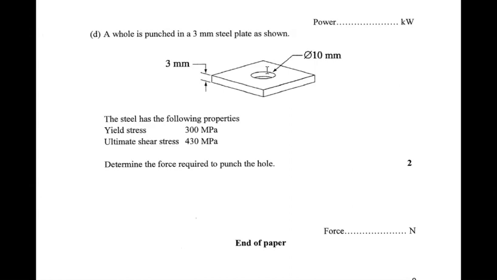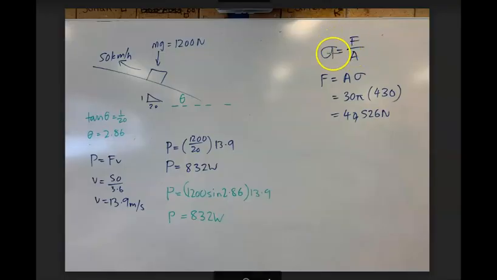That area is equal to the circumference of the circle, which is diameter times pi, times the thickness of the sheet. So the area is equal to 10 times pi times 3, which is 30 pi. So, stress equals force over area. Therefore, force equals area times stress. 30 pi is the area. So, the circumference is 10 times pi, then times the thickness, which is 3. 10 times pi times 3 is 30 pi. Then we're finding the shear stress.